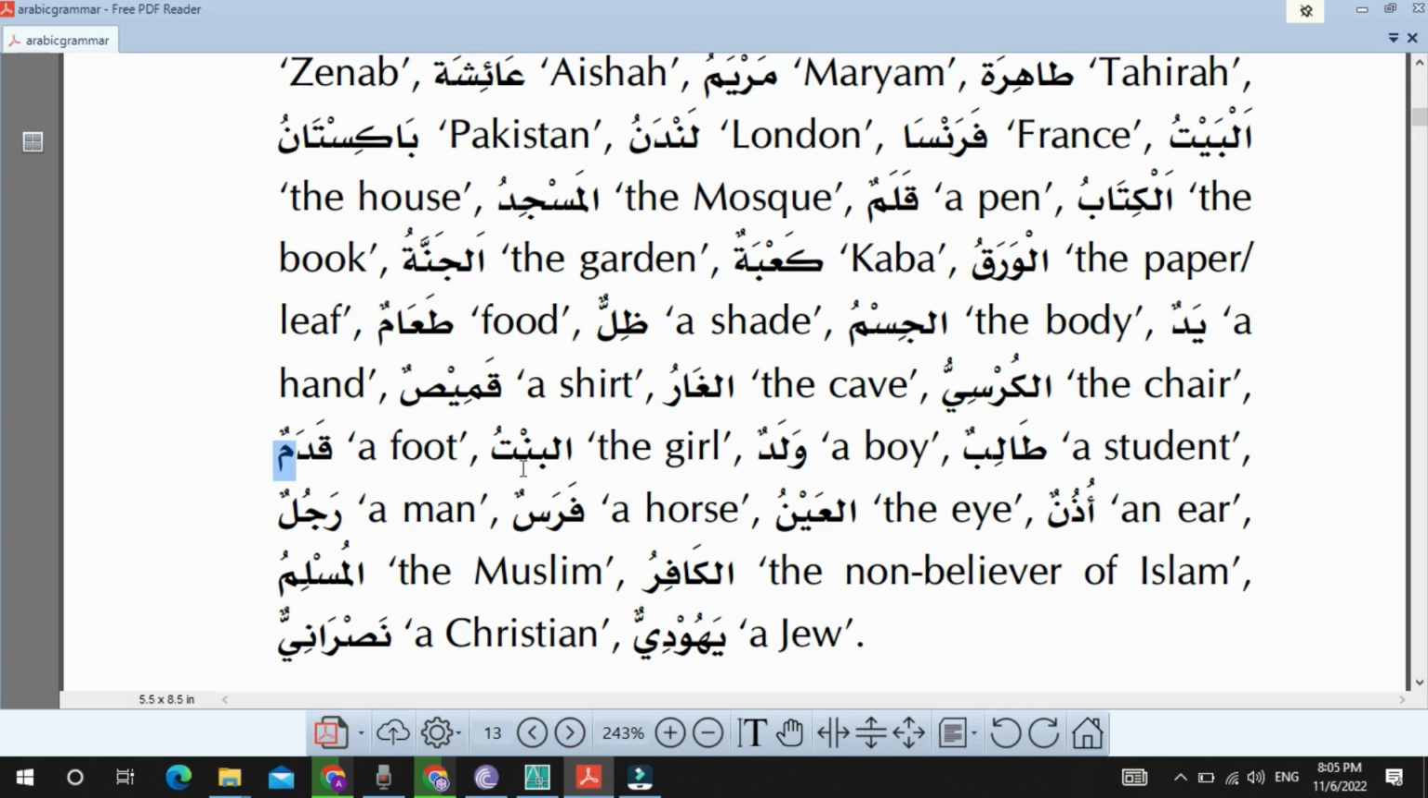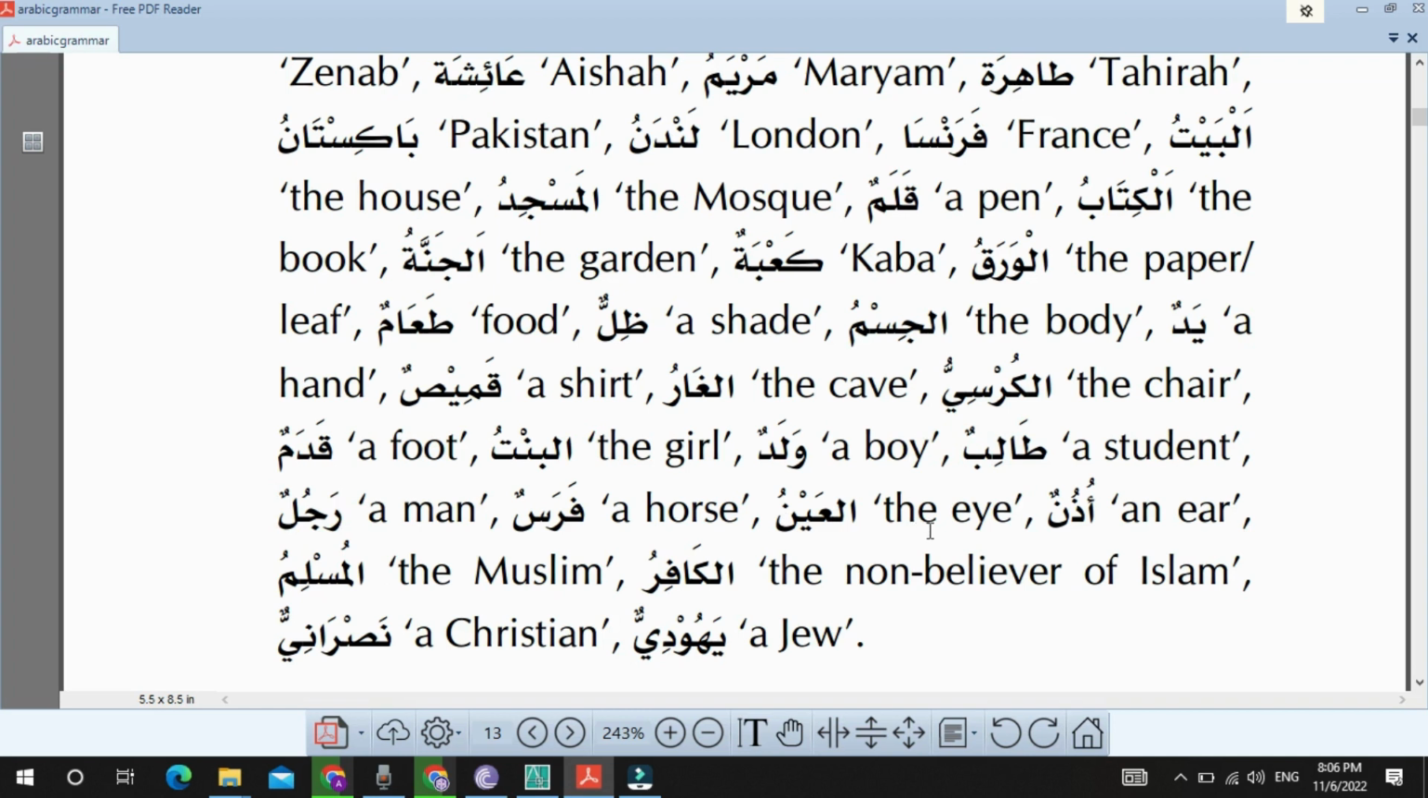Okay. Al-Bintu, the girl. Waladun, a boy. My kids are also enjoying the Arabic class. They are near me. Talibun, student. Rajulun, a man. Farasun, a horse.